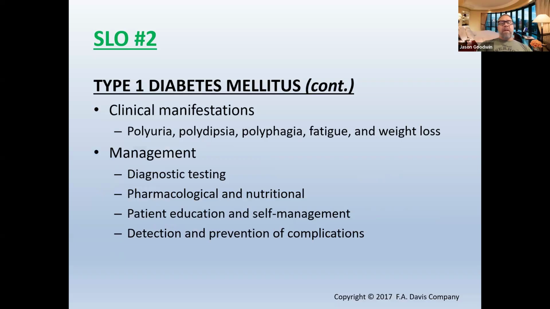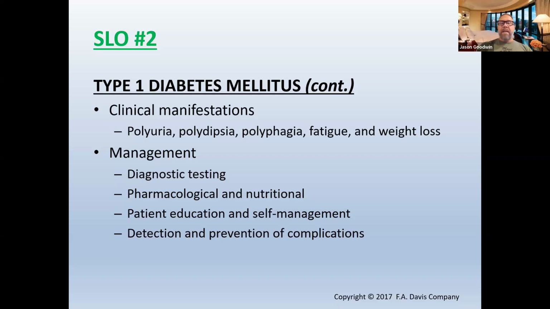The things you want to know about clinical manifestations: polyuria, that's increased volumes of urine, and that's due to an increased concentration of glucose in the urine. Hyperglycemia results in glucose excretion in the urine, which creates an osmotic effect that effectively reduces water reabsorption into the renal tubules, leading to excessive volume loss through the kidneys.